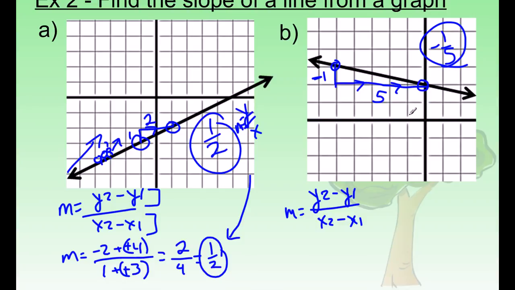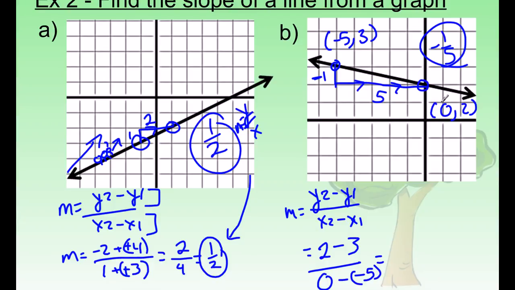This is the point negative 5, comma 3. And this is the point 0, comma 2. And y2 minus y1 over x2 minus x1. You can check and verify, I used x1, y1, x2, y2.